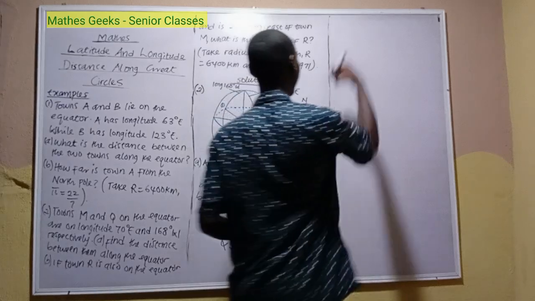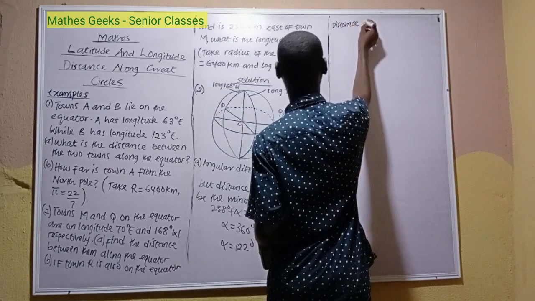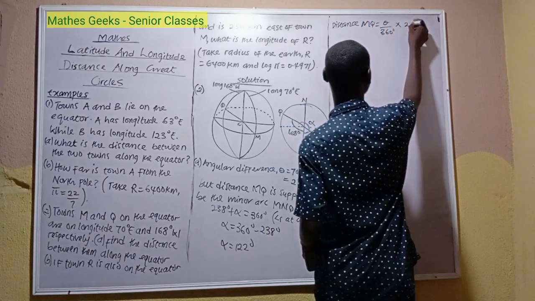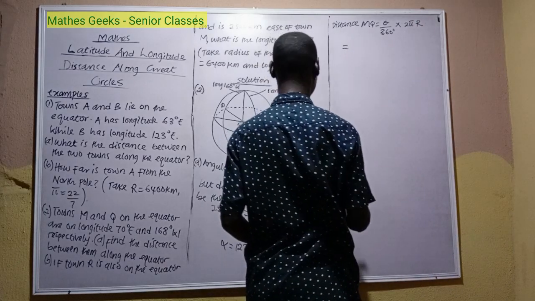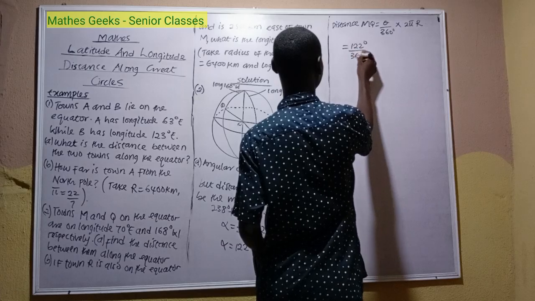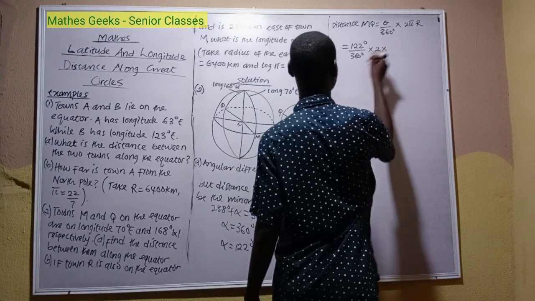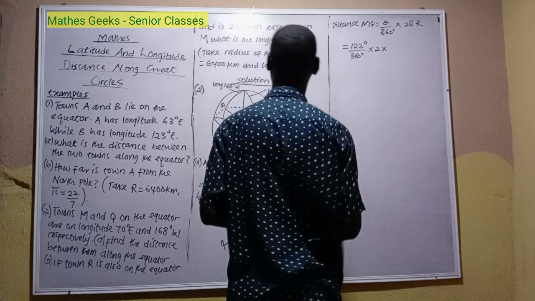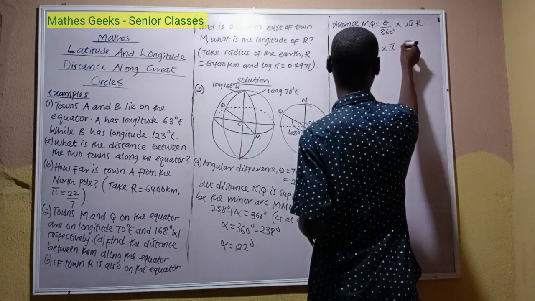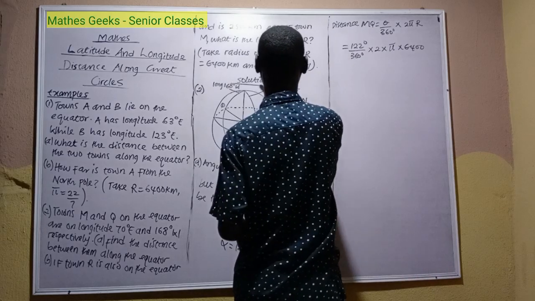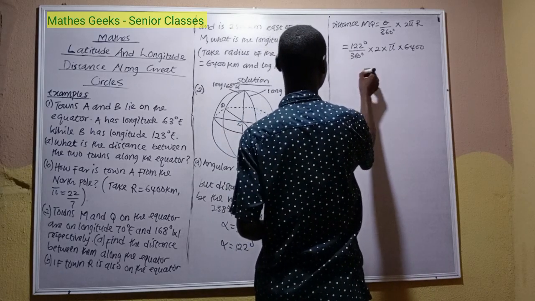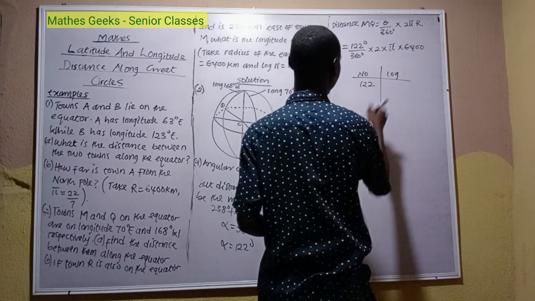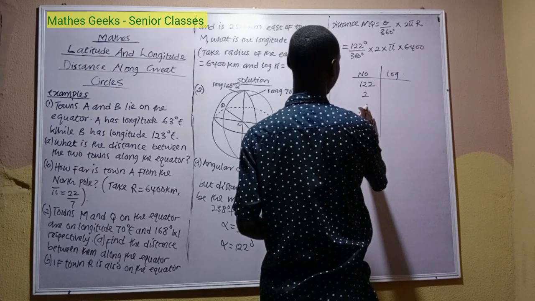So we said distance MQ is equal to theta over 360 degrees times 2 pi r, and that will give us 122 degrees over 360 degrees times 2 times pi times 6,400. Now take note, we're given log pi, so we're going to use tables. Because we're given the value for log pi, we're going to use tables in this case. So number, log, 122 degrees, 2, pi, 6,400.